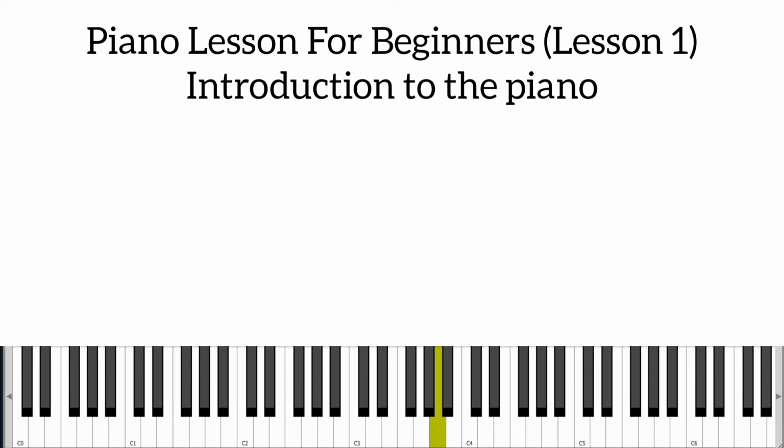You're not going to go to H, okay? You're going to go to A. So this note is A. Then after A, we have B. Then C. Then D. Then E. Then F, okay? Then G. Then A, then B, then C, D, E, F, G, A, and on, okay? So that is how we name the white notes on the piano, okay?